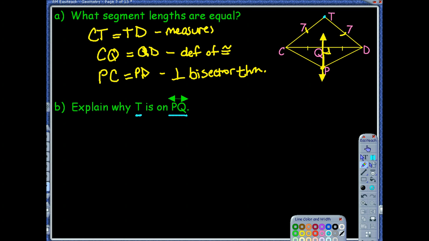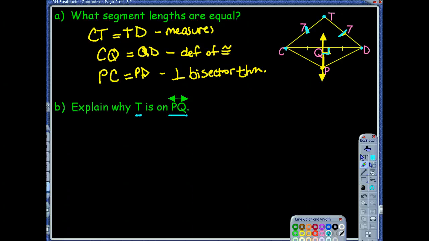So what I know about line PQ is that it is perpendicular to line CD. I know that about T. I see that T is the same distance to the segment that PQ is perpendicular to. T is the same distance from C as to D. So if I know that a point is equidistant to the endpoints of a segment, then it's on a perpendicular bisector. And I know that this is the perpendicular bisector. So that means it has to be on it.